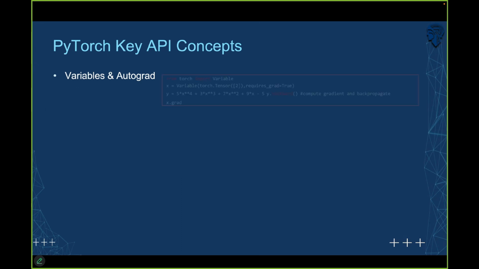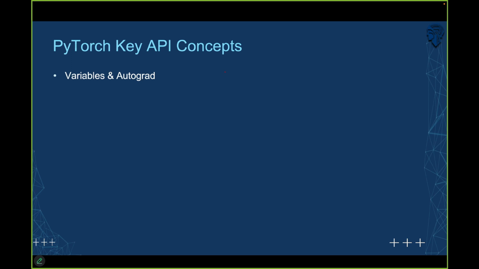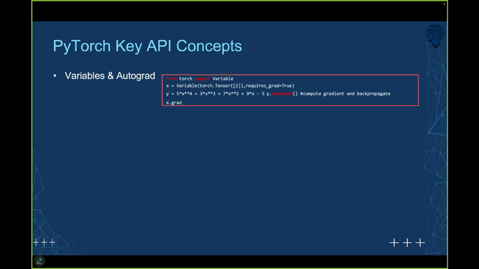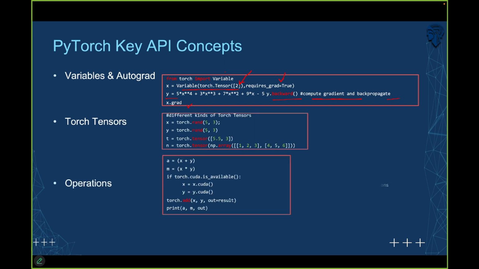PyTorch API key concepts: variables and autograd. Like from torch import Variable, and we create a variable like this. Here we are again using a tensor, with requires_grad equal to True, and this is y, which is backward, that is, compute gradient and backpropagate the value. We'll be backpropagating torch tensors. These are operations like multiplication, division or addition. How do we do it?